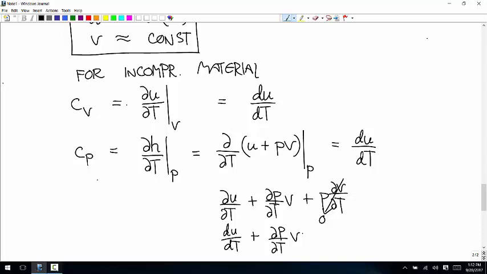Pressure is not changing because we're evaluating that at a fixed pressure. That's right. Yep, you're right. Okay, so this goes away too. And so what you get is that both of these for an incompressible material end up being the same thing. And so for liquids, you don't tend to talk about two different specific heats. You tend to talk about just a single one, C. That's just the specific heat.